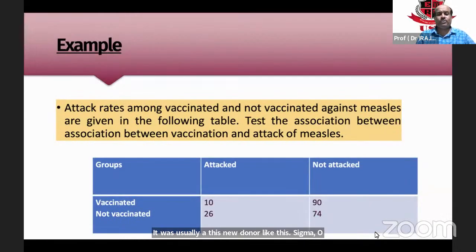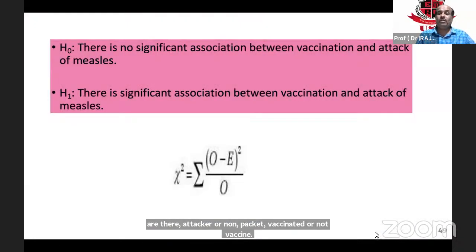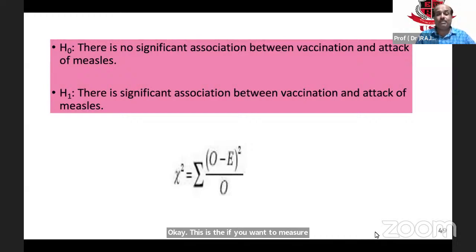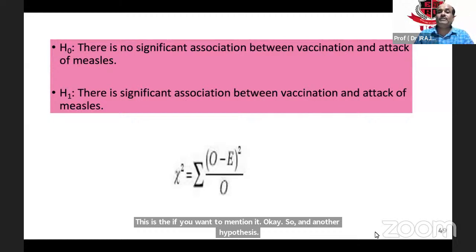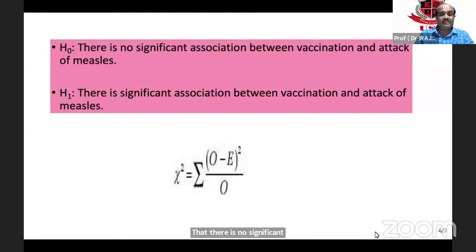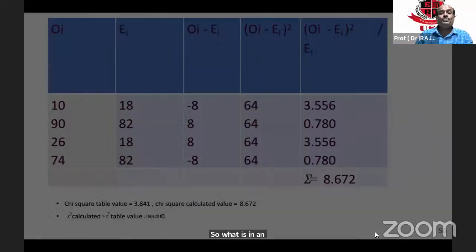Groups are there: attacked or non-attacked, vaccinated or non-vaccinated. If you want to measure it, frame a null hypothesis that there is no significant association between vaccination and attack of measles. Then the alternative is that there is a significant association. So what are the observed and expected? Chi-square equals sigma of O minus E whole square divided by E.